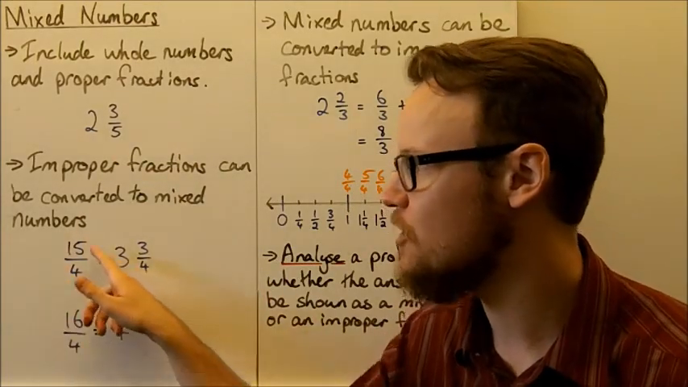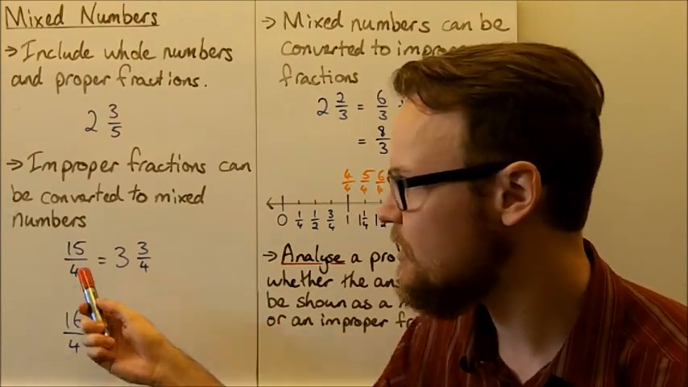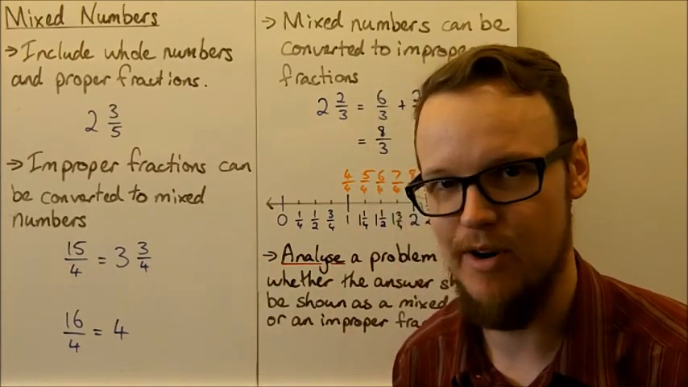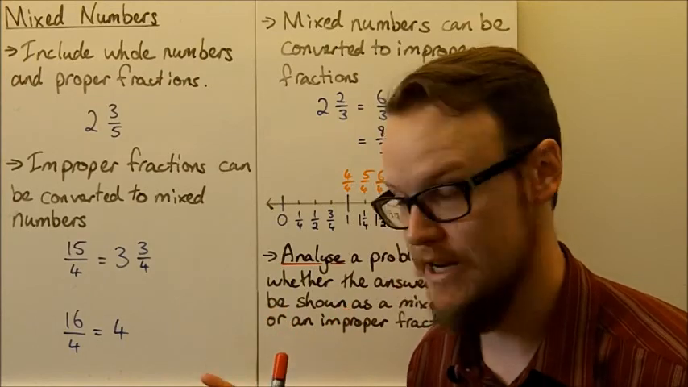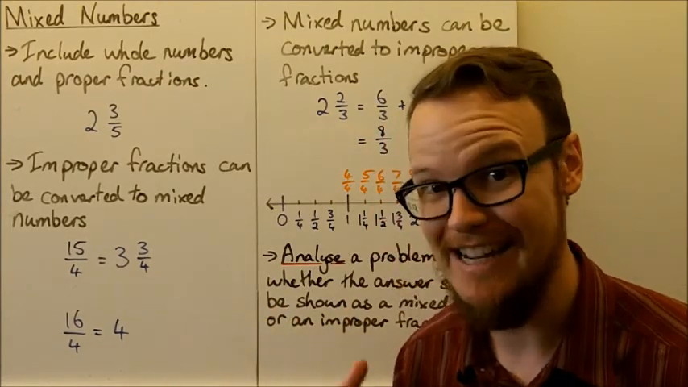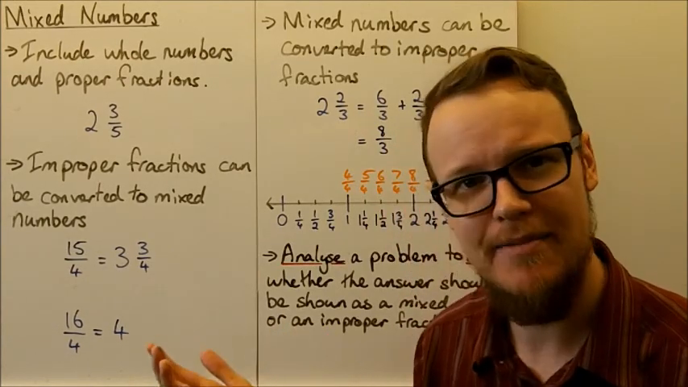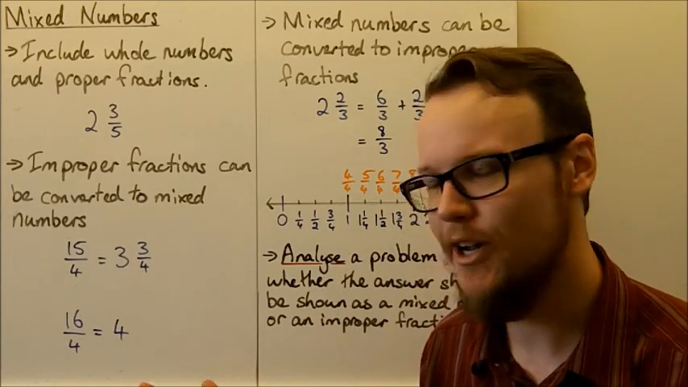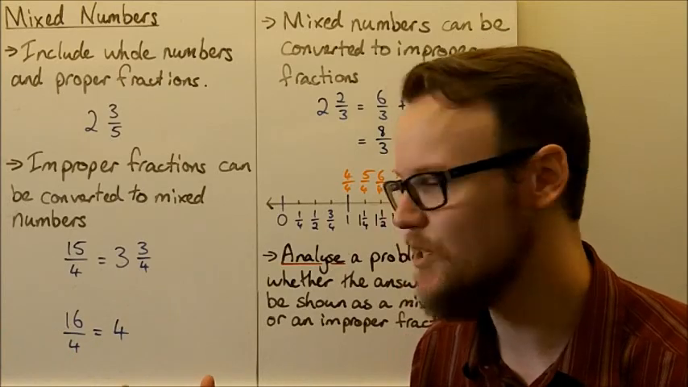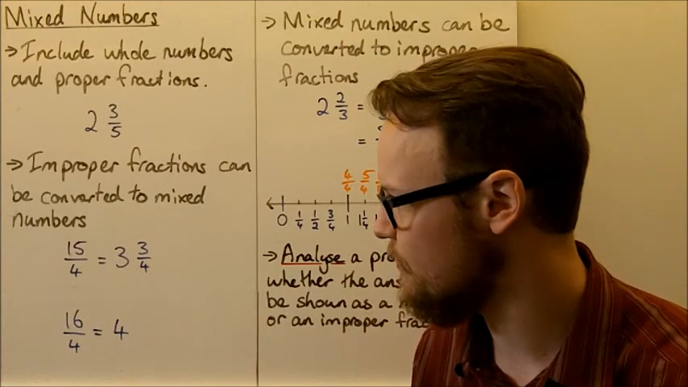So here's an improper fraction that we have, 15 quarters. Remember, this is the same as 15 divided by 4. So if I divide 15 by 4, I get 3. Okay, so 4 goes into 15 3 times, and we have a remainder of 3. That means we have essentially divided our 15 up into quarters, but we've got 3 of those quarters left over. So we have 3 whole amounts and 3 quarters left over.